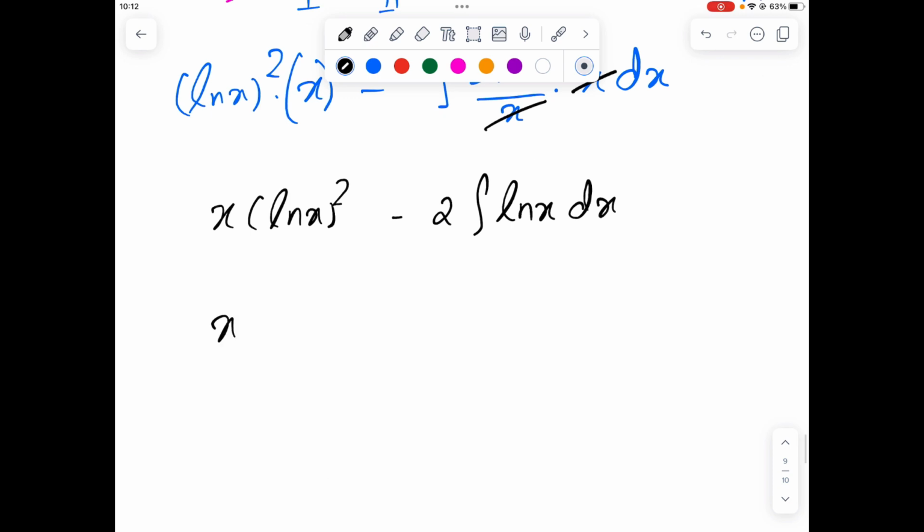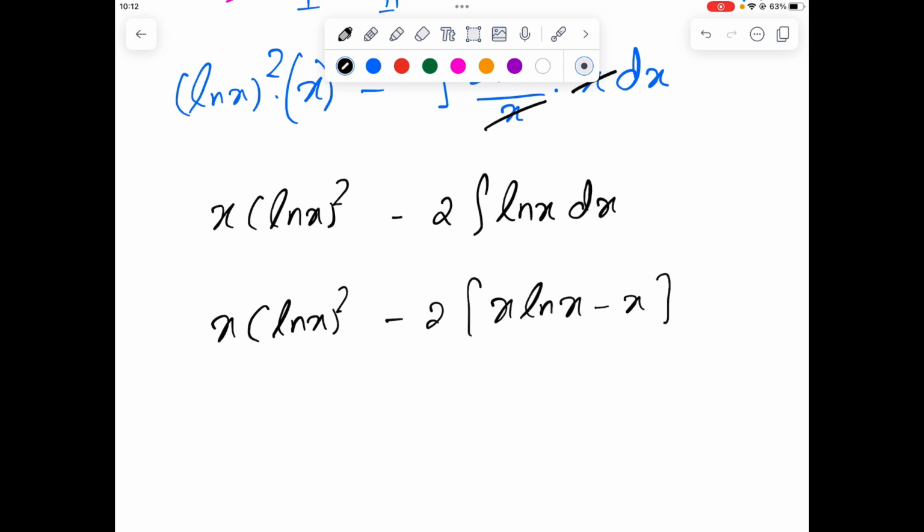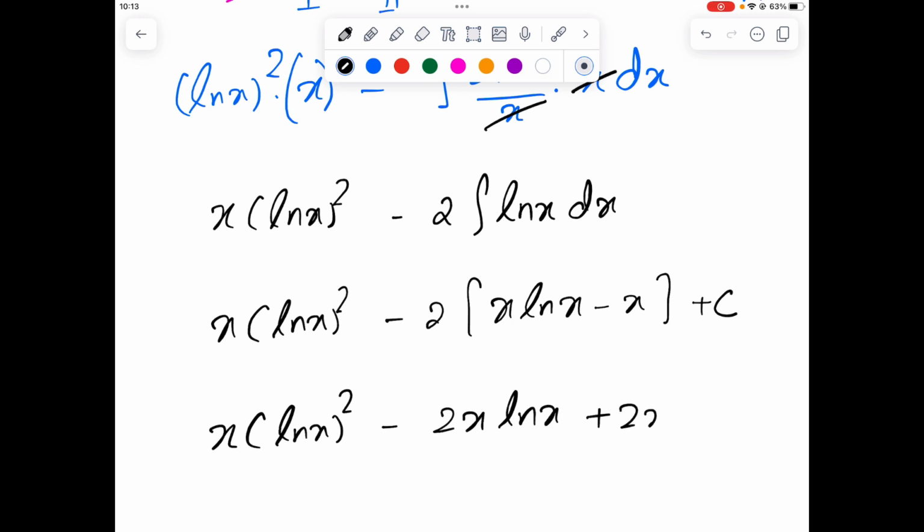Now the ln x formula you need to remember. The integral of ln x is nothing but x ln x minus x, or you can derive it over here. So my final answer will be x (ln x) whole square minus 2x ln x plus 2x plus c. That's going to be the answer.